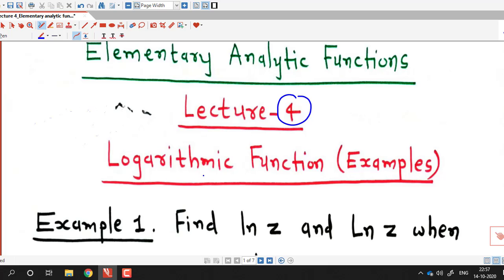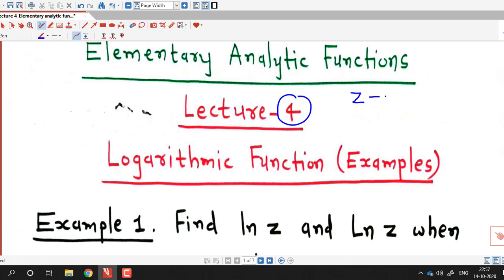Today we are going to discuss some examples on how to find out the logarithmic function or logarithm of a complex number. So before going for examples, we just recall the definition of the logarithm of a complex number.